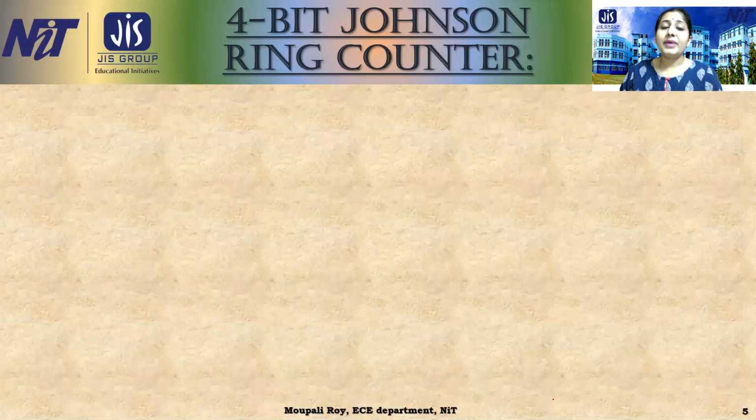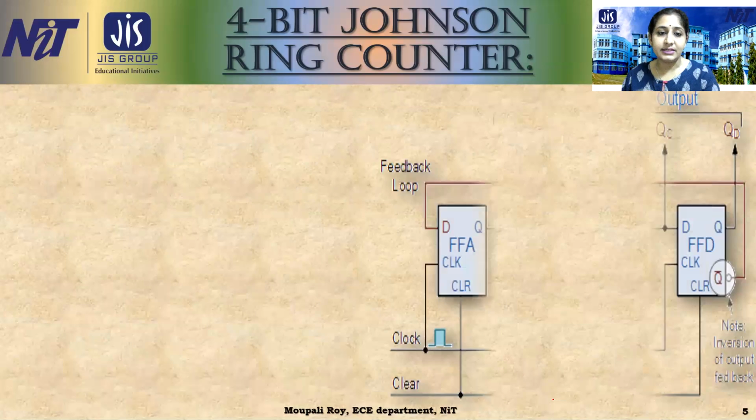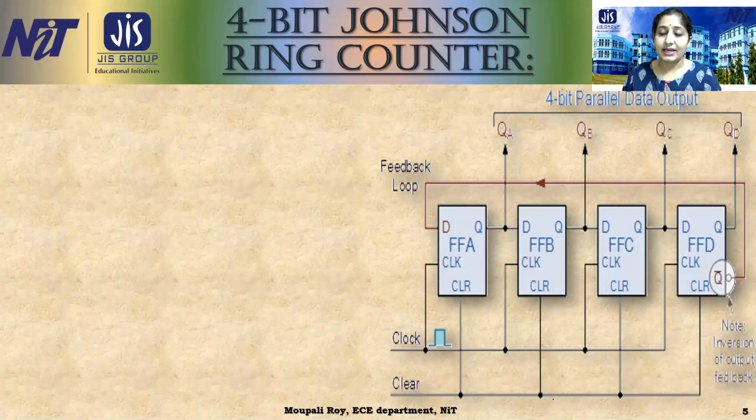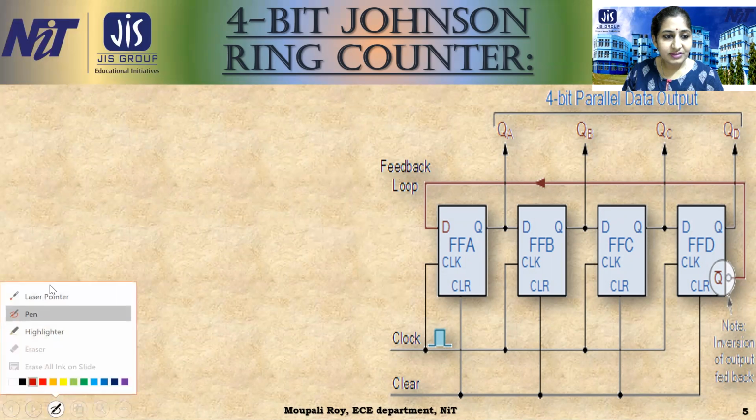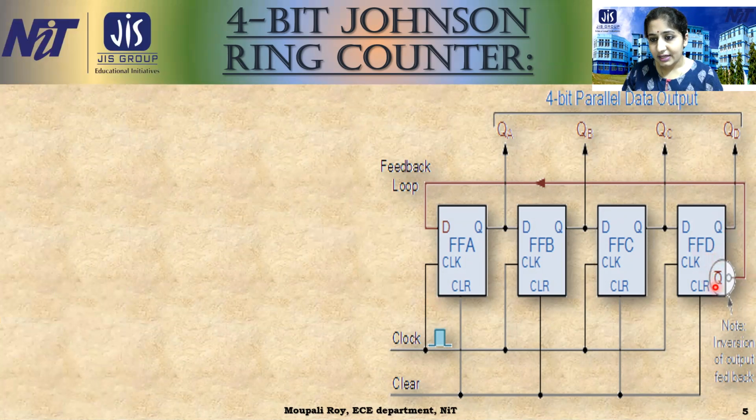Now we come to the 4-bit Johnson ring counter. This is also a type of ring counter. Only one difference is there. What is the basic difference? Okay, let's start with this one. Let's check what we are giving. See, here we are mentioning that this QD bar is connected as an input.